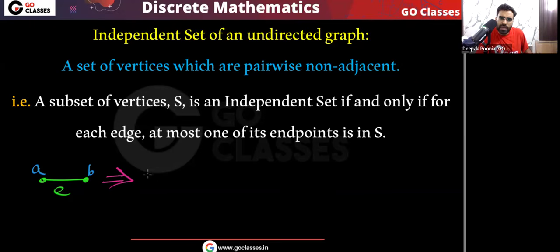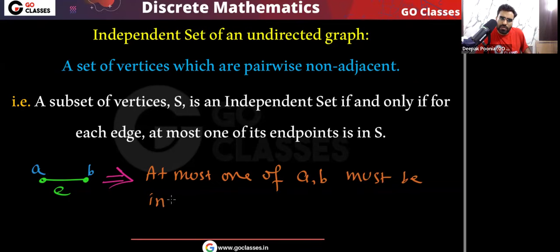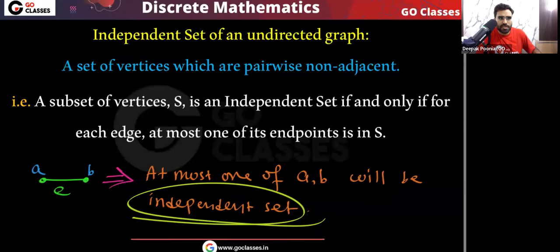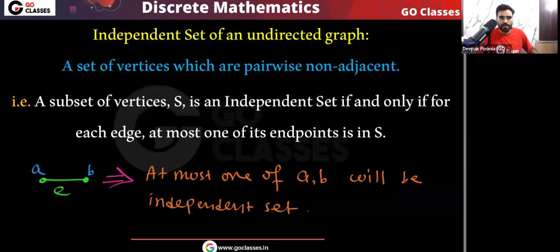Yes or no? Okay, I can say that at most one of A comma B must be in the independent set. Do you agree with me that at most one of them will be in the independent set? Because we are talking about an independent set, meaning a set of vertices which are pairwise non-adjacent. So in the independent set, we cannot put both these vertices A comma B because they are adjacent.